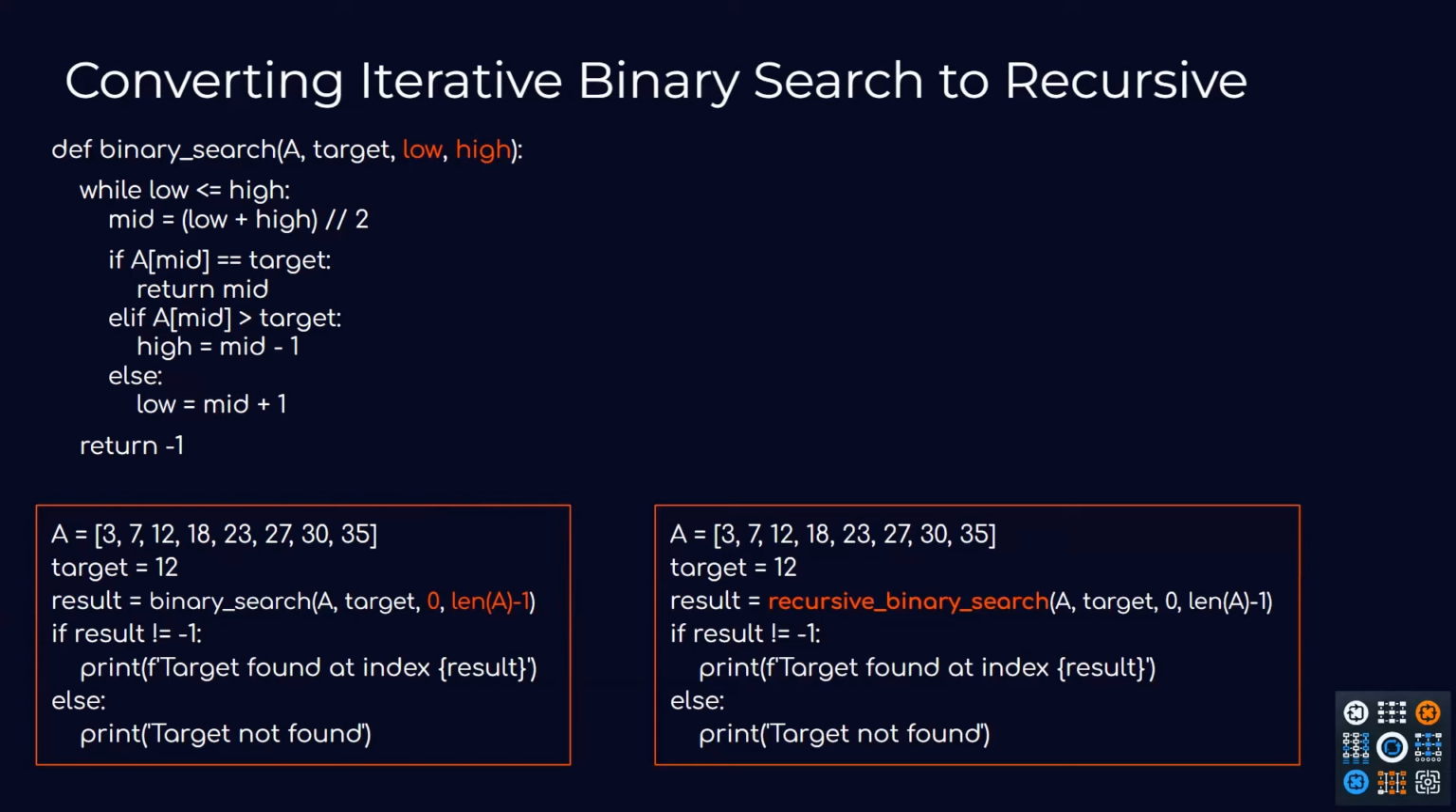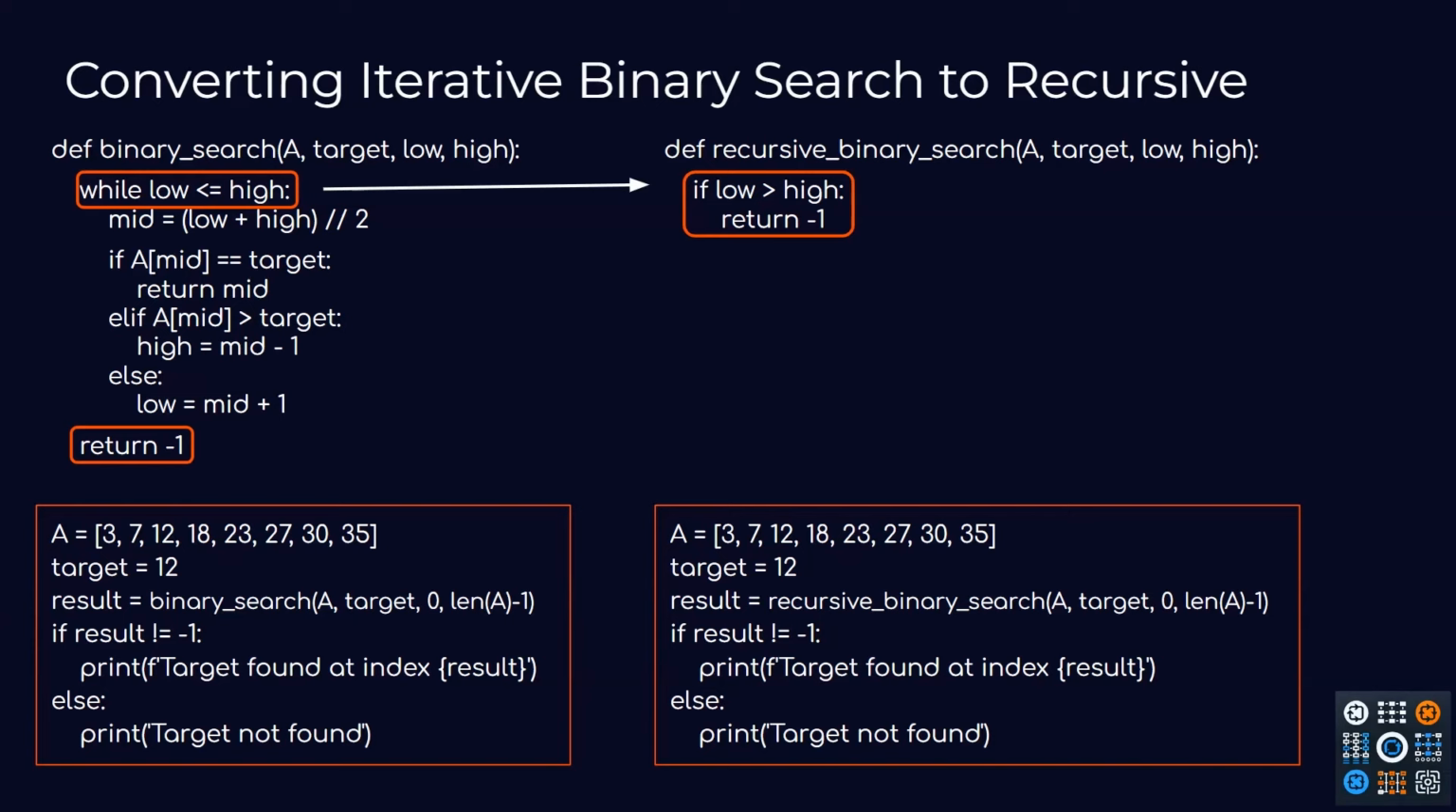Not surprisingly, this code is the same as written for the iterative version. The only change we make is in the name of the function, calling it recursive binary search explicitly. Next, we write the function header, which is exactly the same as written for the iterative version of binary search, but with a slight name change.